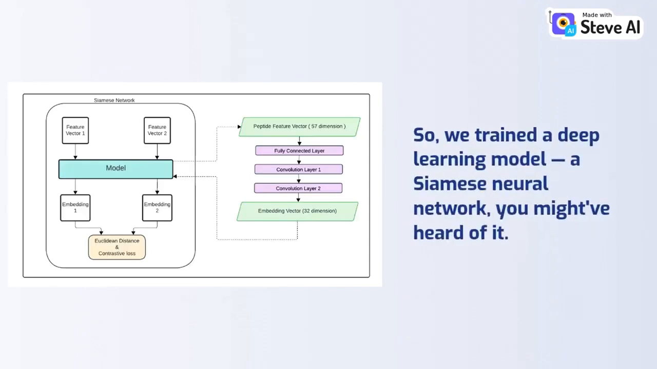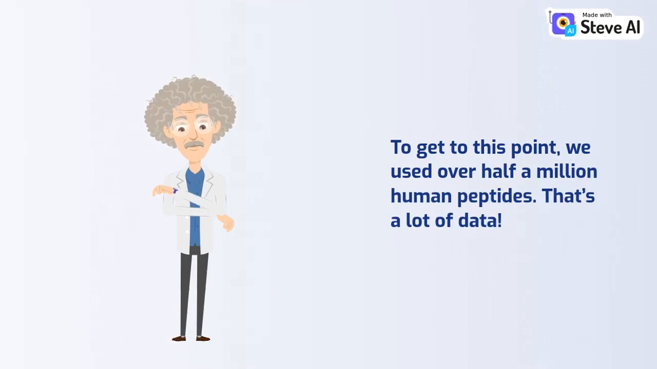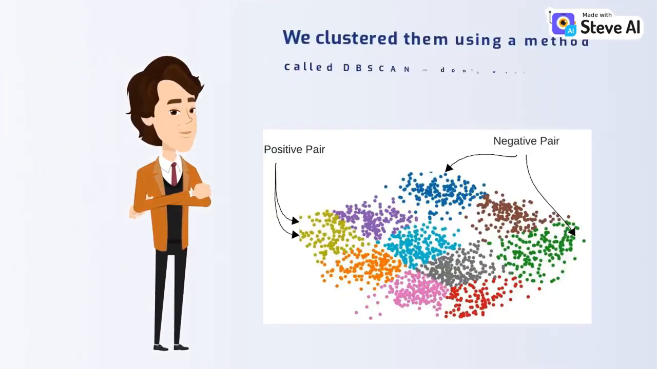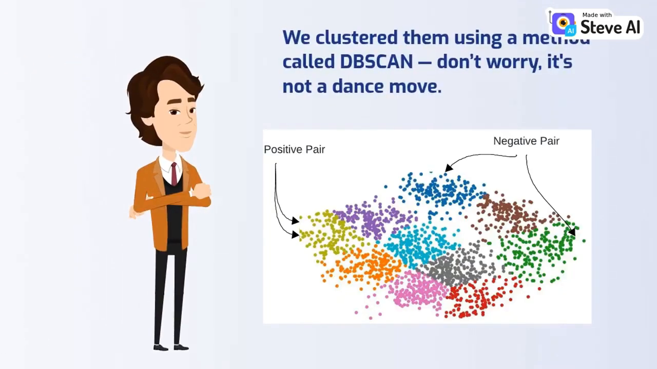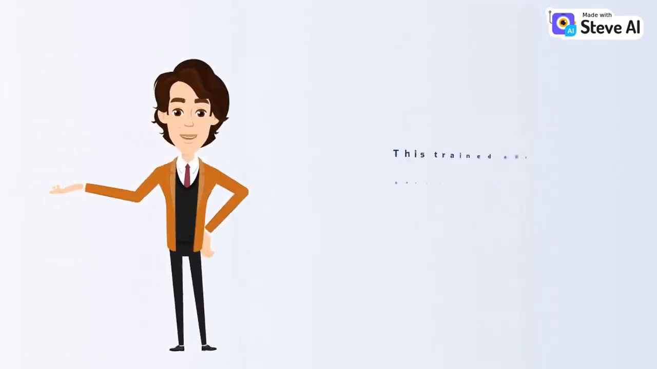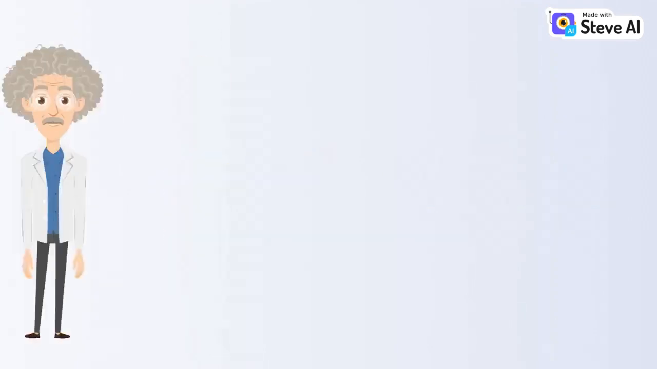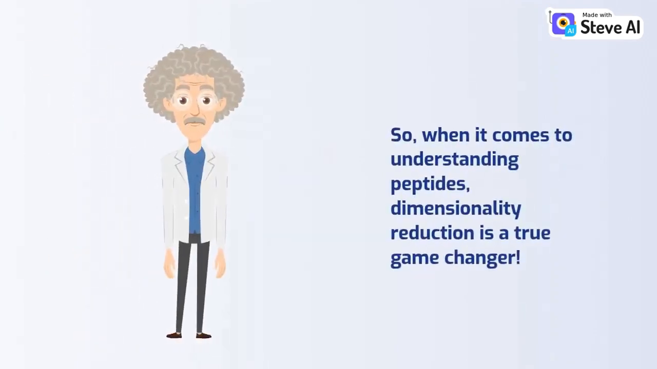So, we trained a deep learning model, a Siamese neural network. You might have heard of it. To get to this point, we used over 500,000 human peptides. That's a lot of data. We clustered them using a method called DBSCAN. Don't worry, it's not a dance move. From these clusters, we made thousands of quality pairs, both similar and dissimilar. This trained our network to understand what closeness means in the peptide world. So, when it comes to understanding peptides, dimensionality reduction is a true game changer.